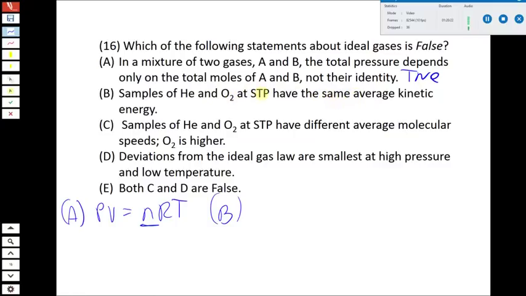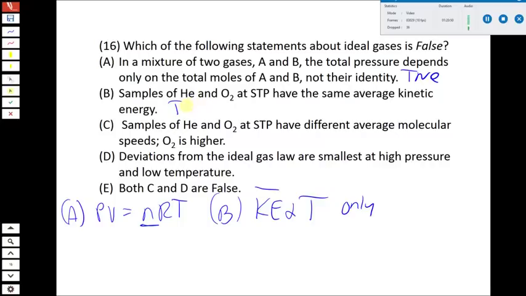So if they're at STP, that means they're both at 1 atmosphere and 273 Kelvin. And when we talk about average kinetic energy, that only depends on one thing. It's proportional with only the temperature. So if you know the temperature of the gases, doesn't matter what gas they are, they're going to have the same average kinetic energy. So if both of these gases are at the same temperature, they're going to have the same kinetic energy, so this is going to also be a true statement.